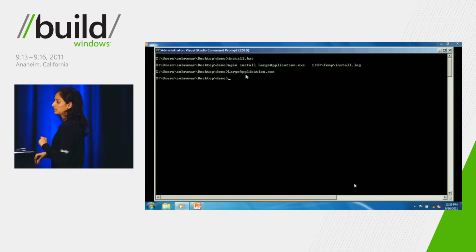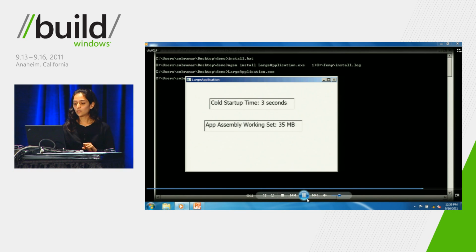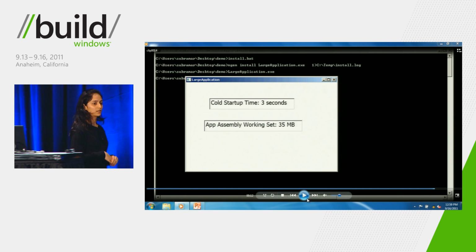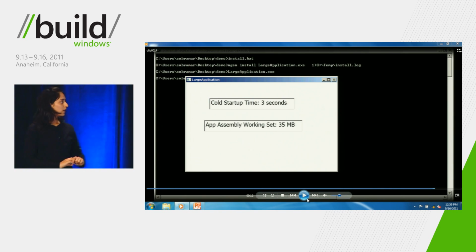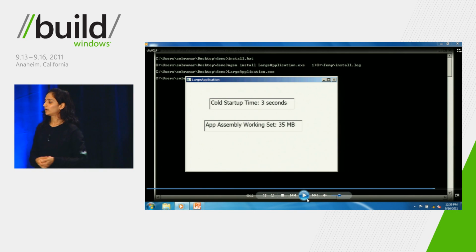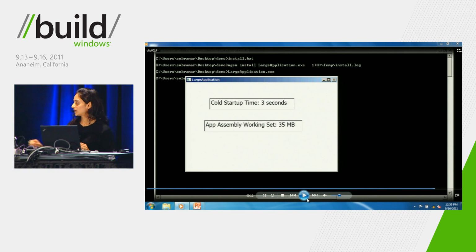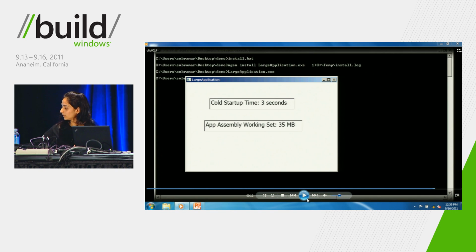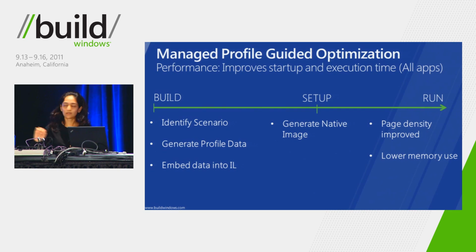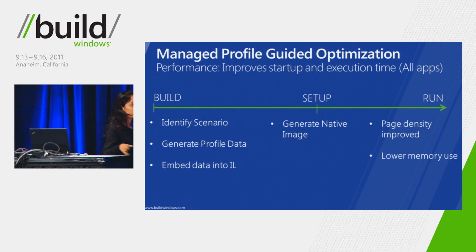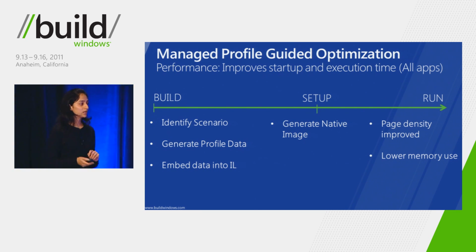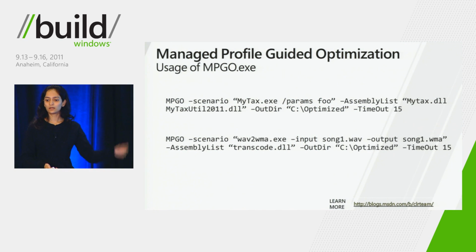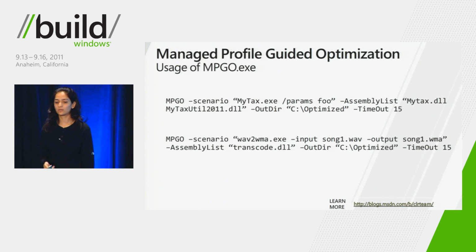And so you can see the video's running a bit ahead of me, but we're actually running nggen install to create that optimized layout. Remember, nothing happens without running nggen. And then when we run the app, you should see cold startup time and working set improve. It turns out that the tool actually is not part of your Windows 8 Developer Preview machines, but it will be made available on our blog. So again, that blog link is fairly important to remember.